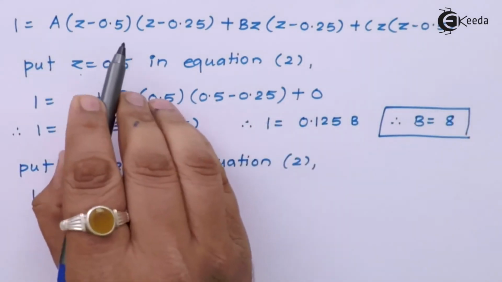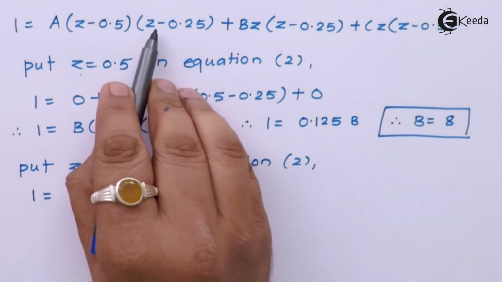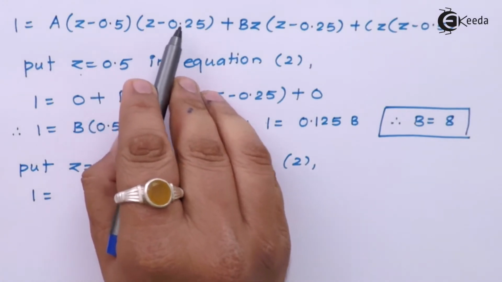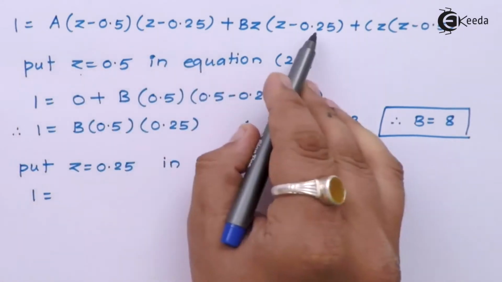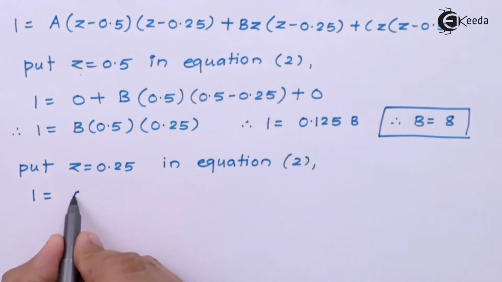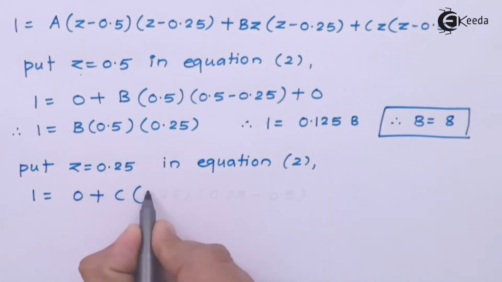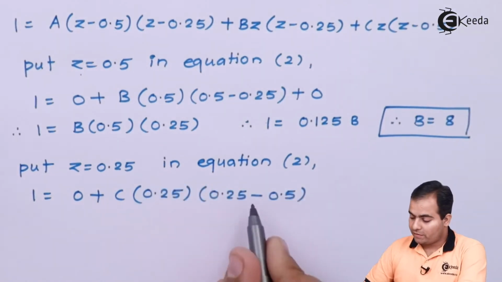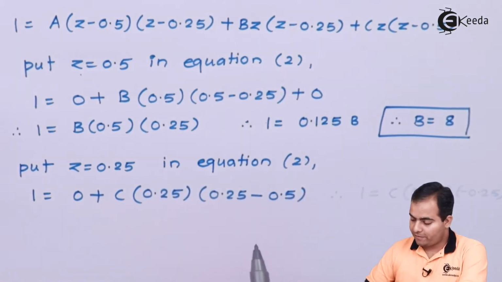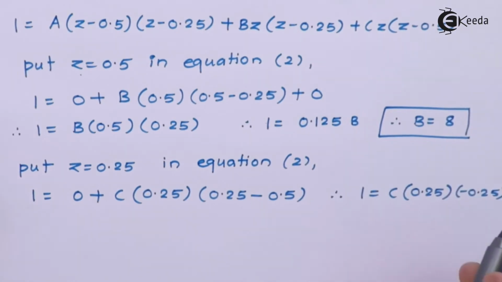What will you get? Now you can say that if I substitute z equals to 0.25, then 0.25 gets cancelled, and the whole a and whole b terms will be removed, so I will replace both the terms by 0. And now in case of c, what do we have? 0.25 minus 0.5. Now the result is minus 0.25. Now 0.25 into minus 0.25, what will you get? And whatever result you have, just shift this part on the left hand side.